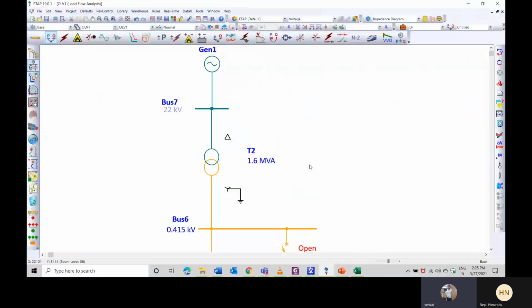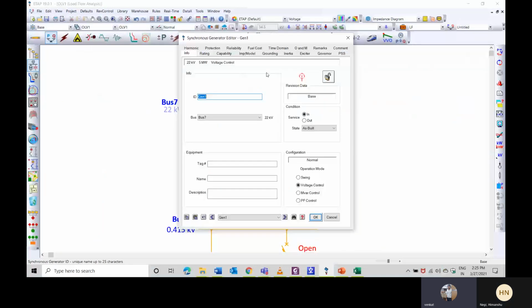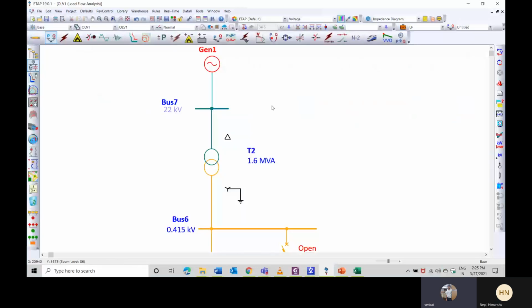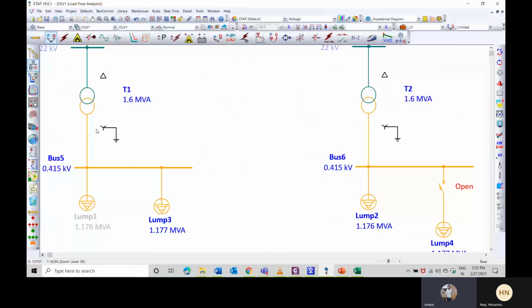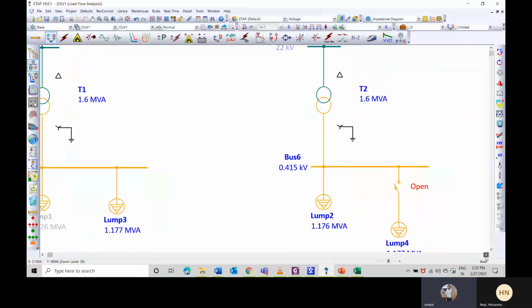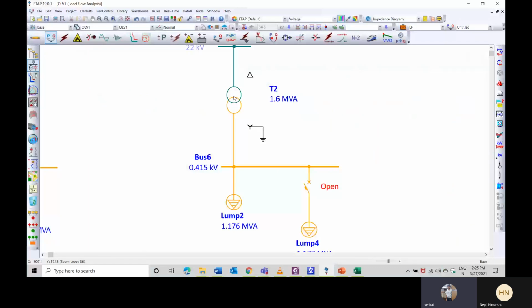Now here, what I have done is I have taken a generator. At 22 kV, I have connected a generator with 5 megawatt, just for our explanation. Other than that, I have taken the same system which I have taken here.